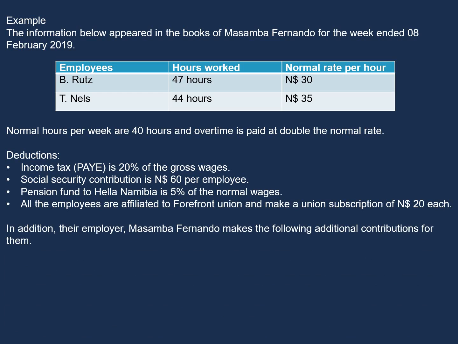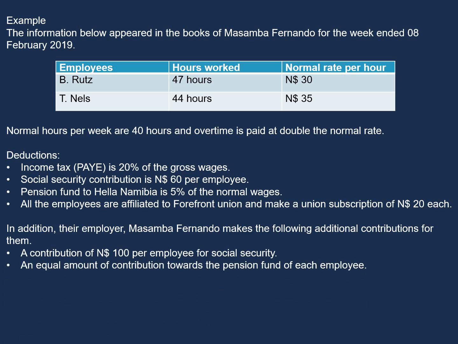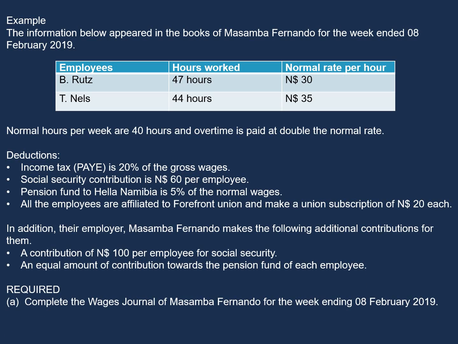In addition, their employer Mashamba Fernando makes the following additional contributions for them. A contribution of $100 per employee for Social Security, an equal amount of contribution towards the pension fund of each employee. So now what's required is to complete the wages journal of Mashamba Fernando for the week ending 8 February 2019.